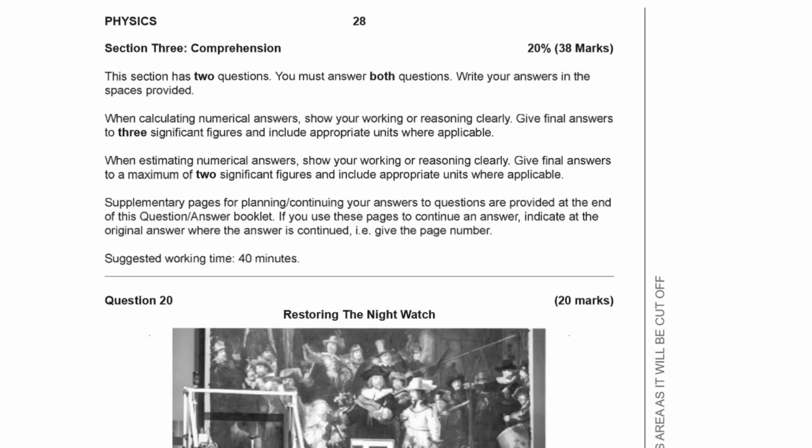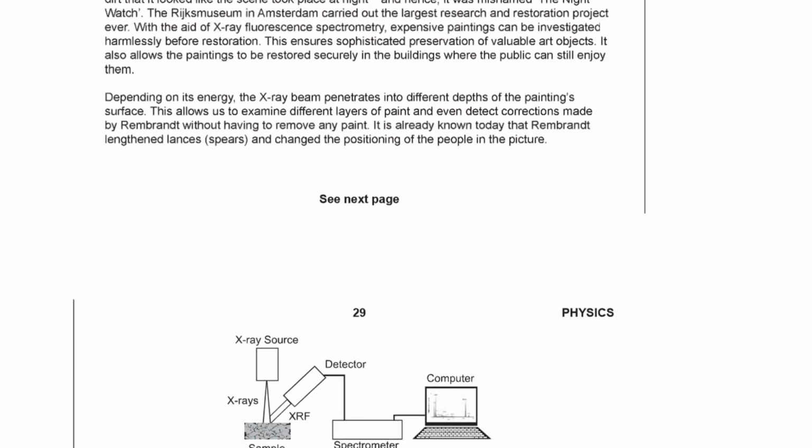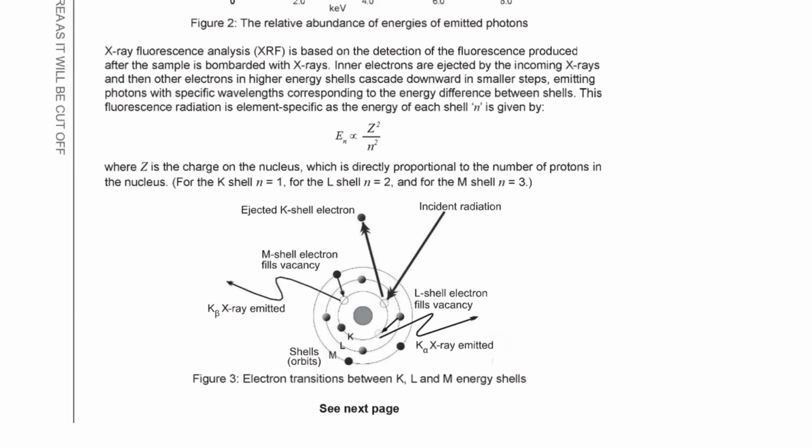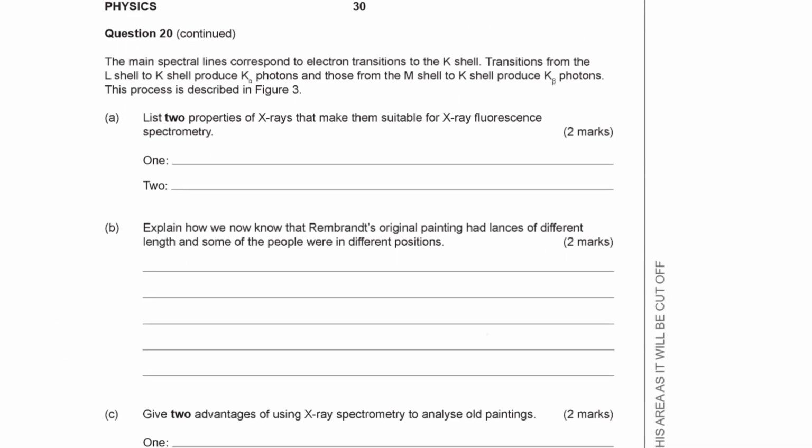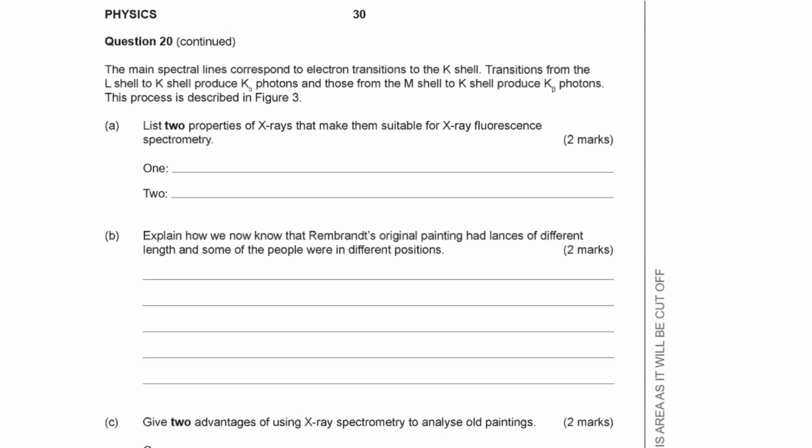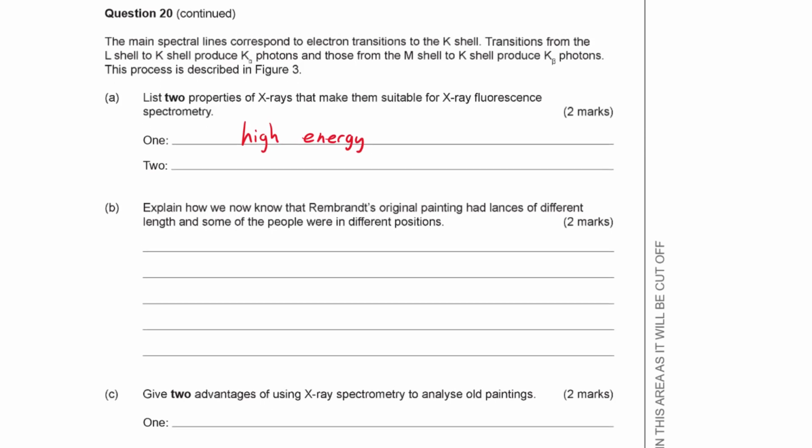Okay, so section 3, comprehension section. The first article is on X-ray fluorescence spectrometry. So as we go through, there's a few questions. The first page is a lot of explanation stuff, so I'm just going to push through them. The first question is asking for 2 properties of X-rays that make them suitable for fluorescence spectrometry. High energy is pretty important because you're going to need these X-rays to interact with matter, aren't we? So that's the first one, and I would also argue higher penetrating ability as well, because you want to go through those layers, which is so important for.